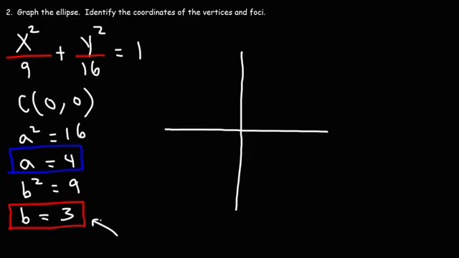So b is 3, and b squared is associated with the x variable. It's under x squared. So what we're going to do is travel 3 units to the right from the center and 3 units to the left from the center. This is going to give us not the major vertices, but the minor vertices. The minor vertices are always associated with b.